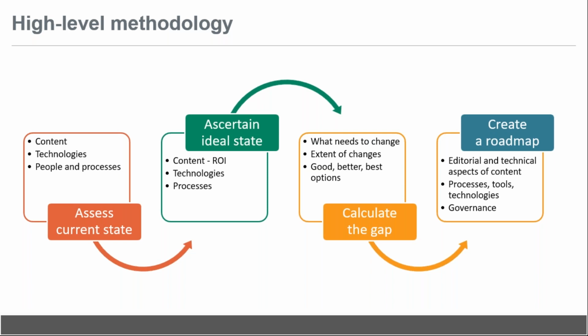And then you create this roadmap. So you say, okay, if we want to get to this point, here's what we have to do. And this is what we have to do to the content itself. This is what we have to do in the technology. This is what we have to do in the governance. And so when you put those 3 together, now you've got the 3 legs of the stool that will prop up your implementation plan.